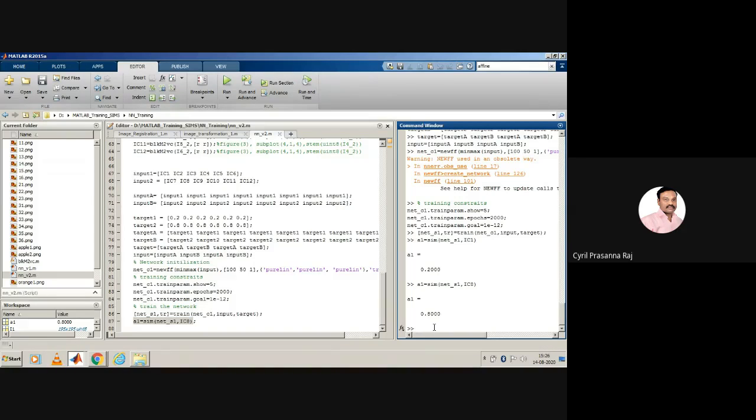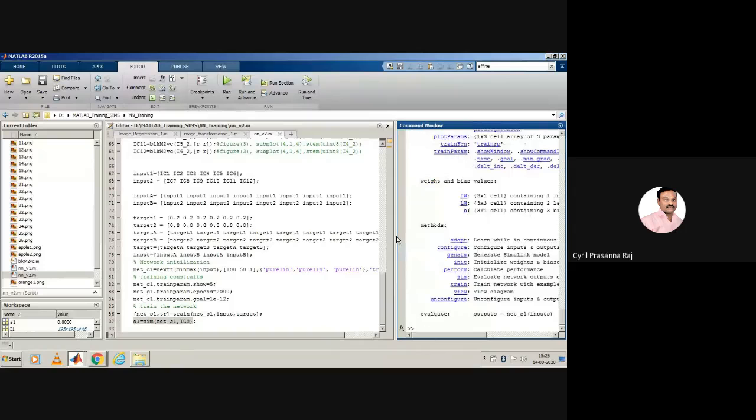Now let us see what the network parameters are. If I just go to MATLAB and type net_S1, you see that it is going to give you all these parameters.